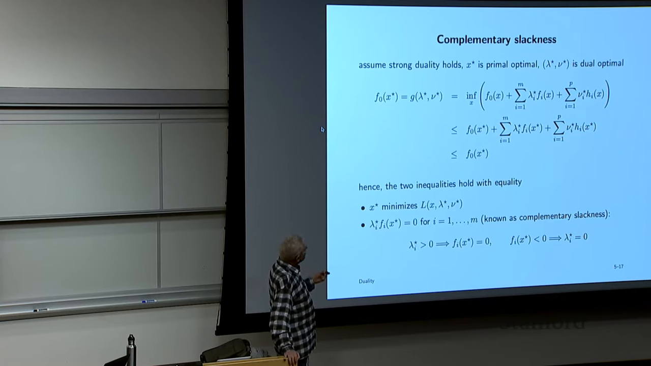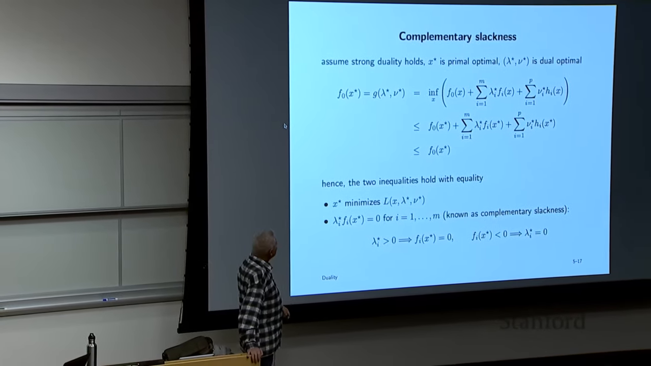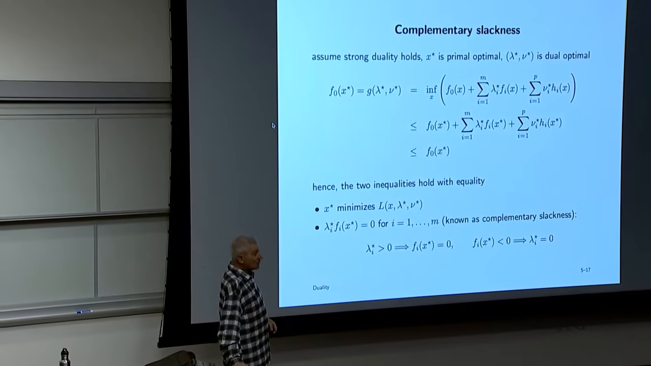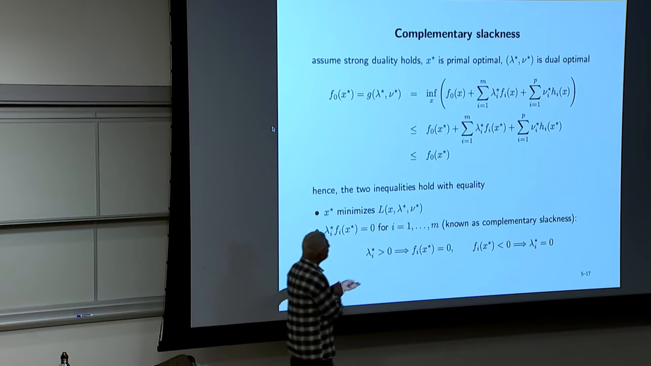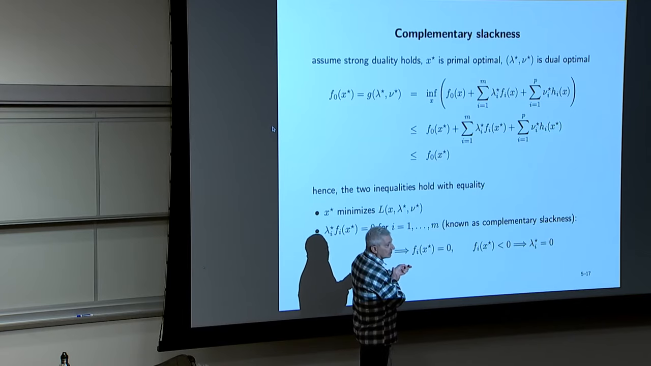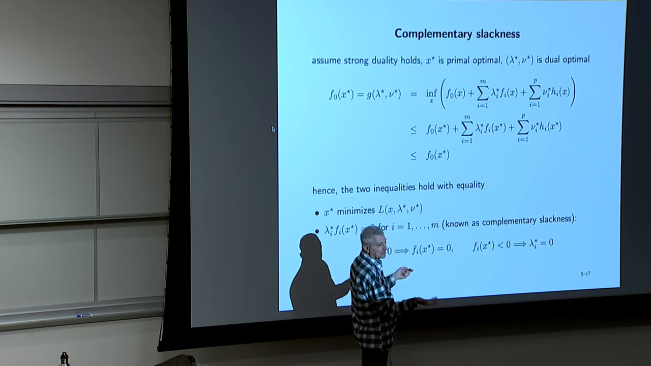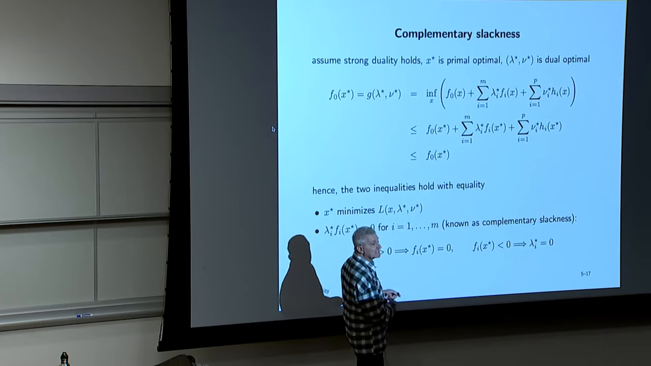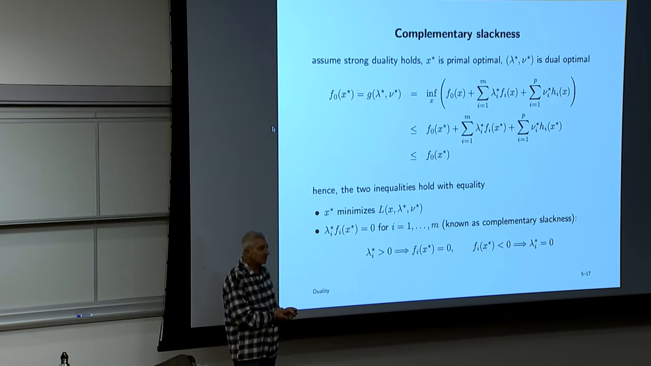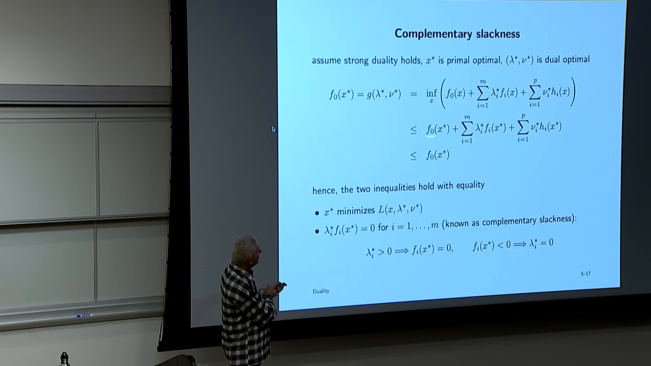The definition of d star is the infimum of the Lagrangian over x with the lambda star and nu star in it. This is the infimum over all x. That's for sure less than or equal to the value if I plug in x equals x star, because that's one of the things you would infimize over. So you get this. Now let's take a look. x star is optimal, so the h_i are zero, because that's the original problem. So this goes away. The f_i are less than or equal to zero, because that's what it means to be feasible. The lambdas are greater than or equal to zero, so this sum is less than or equal to zero. So this thing is less than or equal to that.